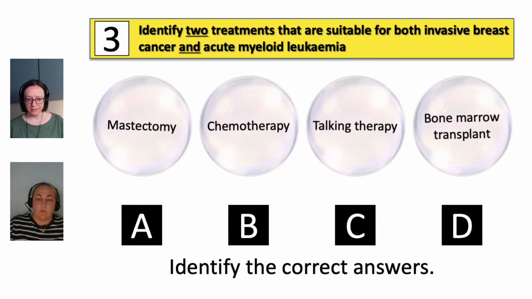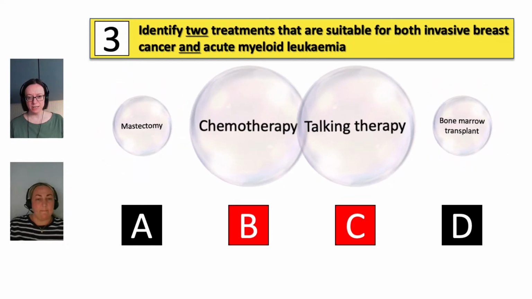What do we think? Definitely wouldn't go with A, because I don't think that would be appropriate for that second type of cancer, would it? I agree. What about D? Bone marrow transplant. Does that sound like it would be suitable for breast cancer? Wouldn't be appropriate for breast cancer, so I would go with B and C.